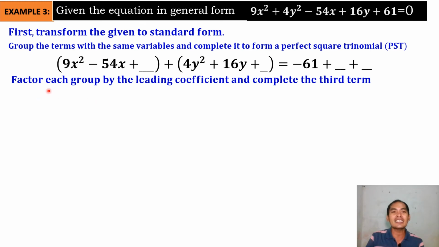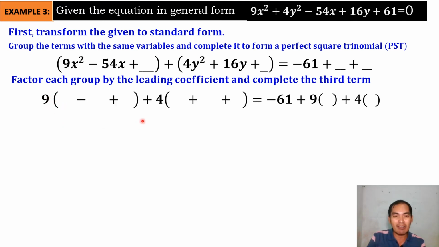The next is factor, group by the leading coefficient, and complete the third term. So ilalabas natin itong 9. Dapat ang katabi ng x squared ay 1. Same for y squared, ang katabi ay 1. Ilalabas natin yung 4. So 9 times the quantity of blank plus 4 times the quantity of blank equals negative 61 plus 9. Kung anong nilabas natin na factor, imo-multiply din natin dito. Then for y is 4, imo-multiply din natin ng 4.